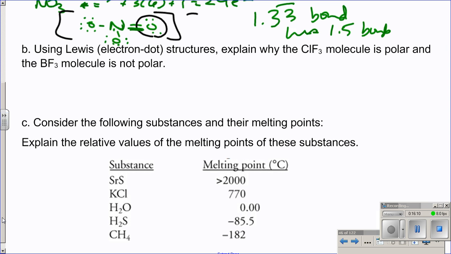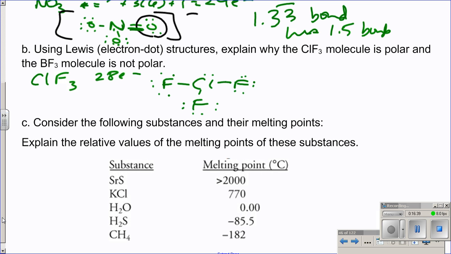Okay, anyway, let's do polarity. Lewis dot, chlorine trifluoride is polar, boron trifluoride is not polar. Why? Chlorine trifluoride has what on it, do you think? That makes it polar. A lone pair, right. So this one's got what, 28 electrons? So chlorine, 2, 4, 6, 8, 10, 12, 14, 16, 18, 22, 24, 26, 28.